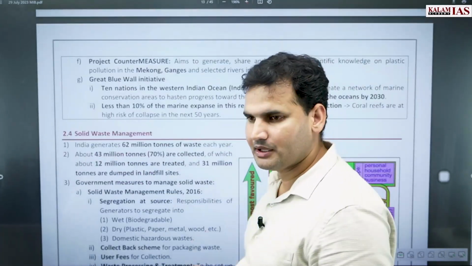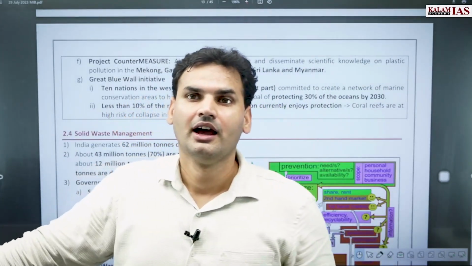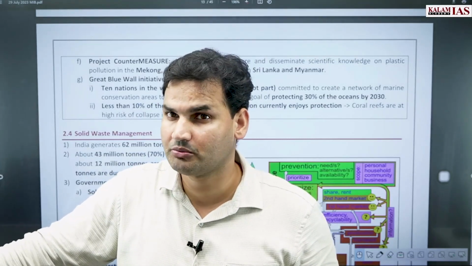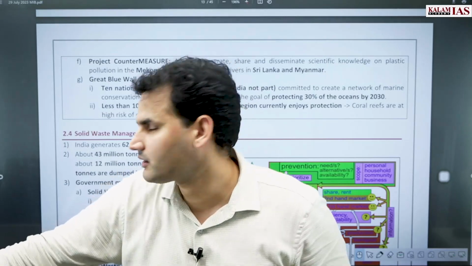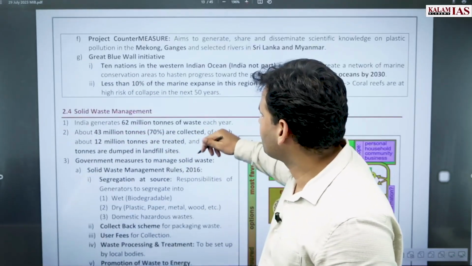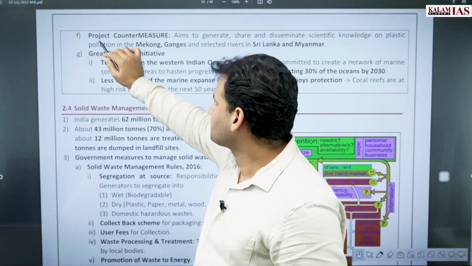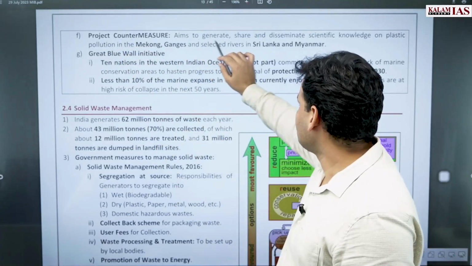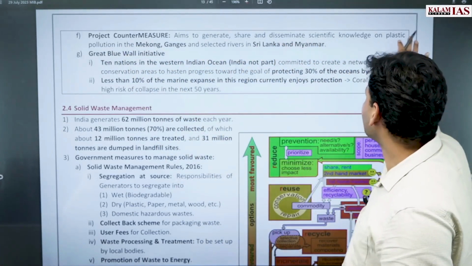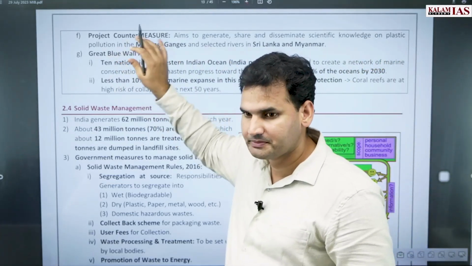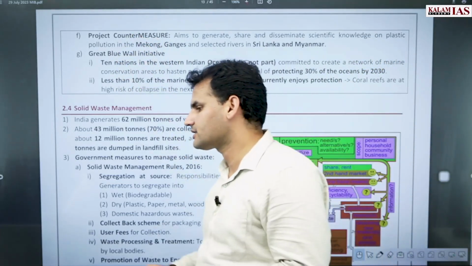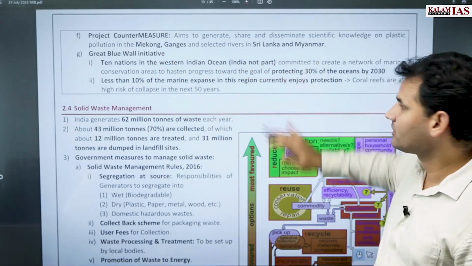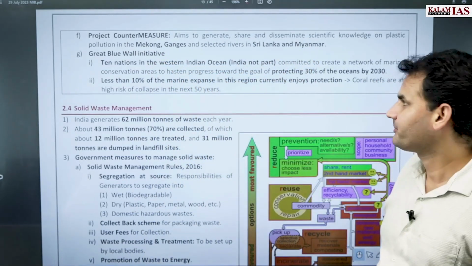So paper का नाम भले से ही हो GS, that is general studies, but in order to get good marks, if you want to fetch good marks, you have to be specific. Then you can mention about project countermeasure, and it aims to generate, share, disseminate scientific knowledge on plastic pollution, और specifically किस region को target किया जा रहा है? The region is Mekong, Ganges and rivers of Sri Lanka and Myanmar.